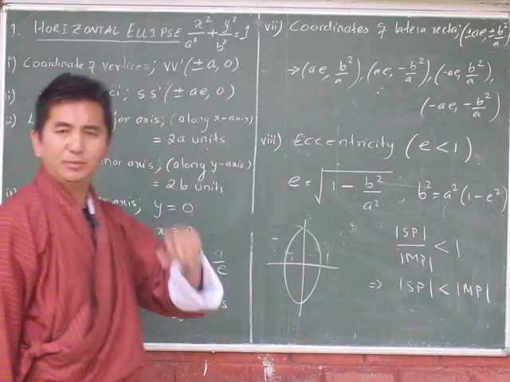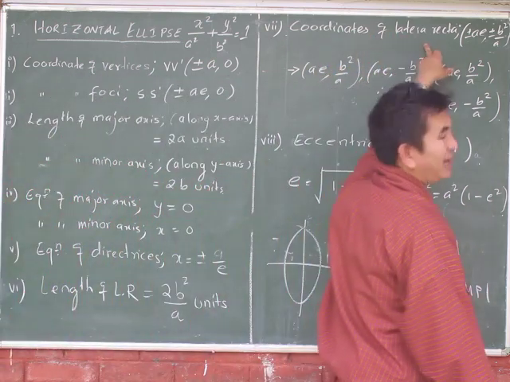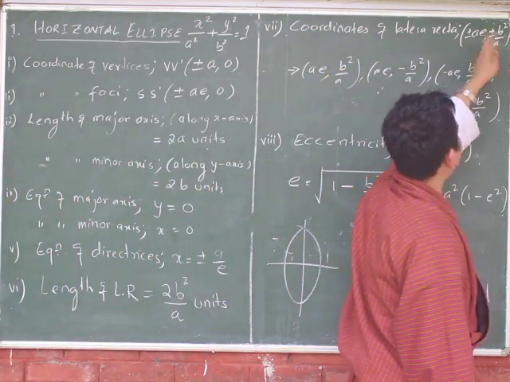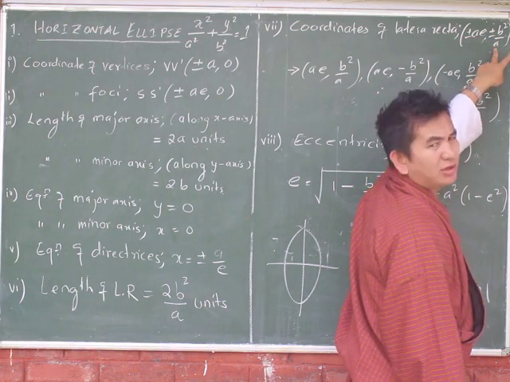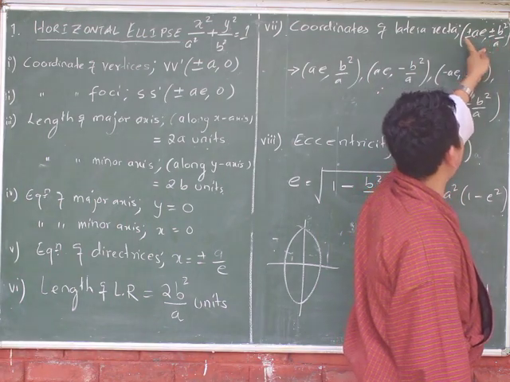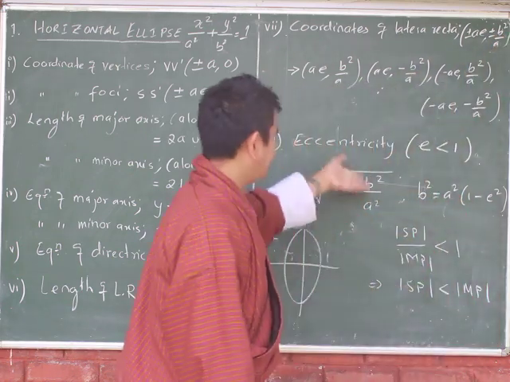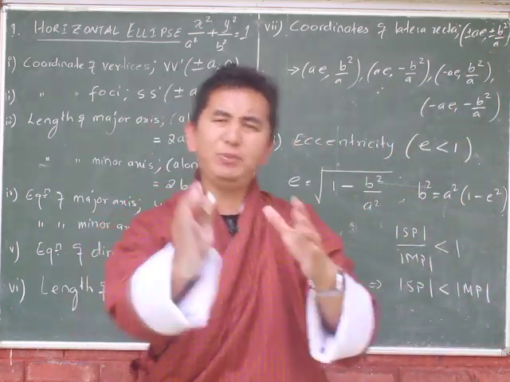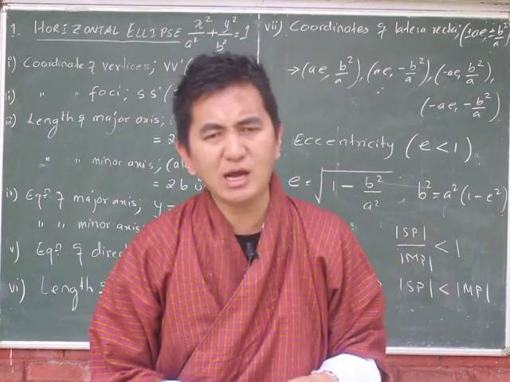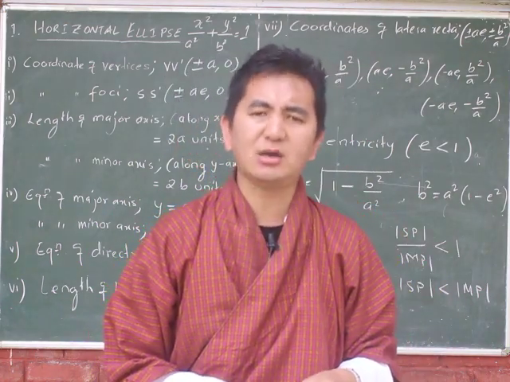Length of latus rectum will remain same. When it comes to coordinates of lateral recta, you will just change the position because a now lies on the y-axis: plus or minus b squared by a, comma, plus or minus ae. Similar. Eccentricity will remain same. Please do vertical ellipse. Try yourself. If you have any doubt, please ask. Thank you.